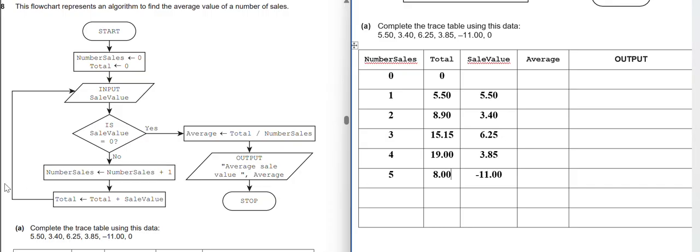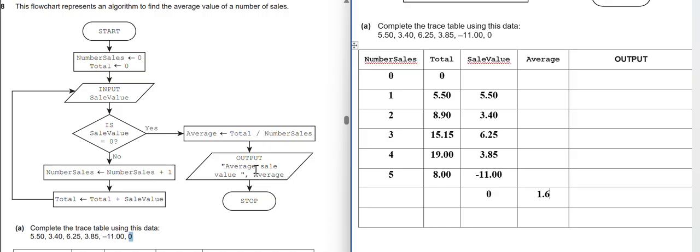Okay, and then we go back to input sale value. Now this time around it's 0. Okay, so we put 0 over here, and the next one is sale value 0. And this time around it is. So instead of going down, we go to our right hand side, and then we work out the average. So total, which at the moment is 8, divided by number sales, which is 5, and that is 1.6.